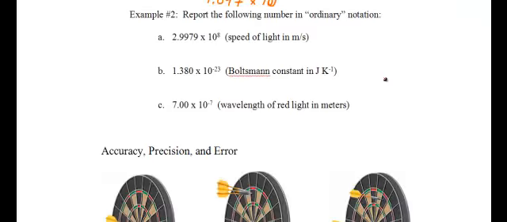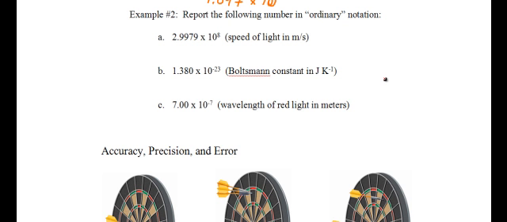In the last podcast, we were talking about scientific notation, the fact that you're going to put the decimal after the first non-zero number and then express the number of places you need to move the decimal as a power of 10. And in this podcast, we're going to start off by taking the scientific notation back to ordinary notation. So we are now in example number 2, letter A.